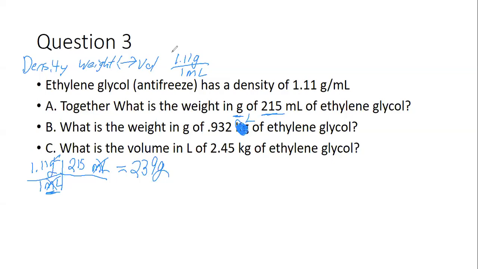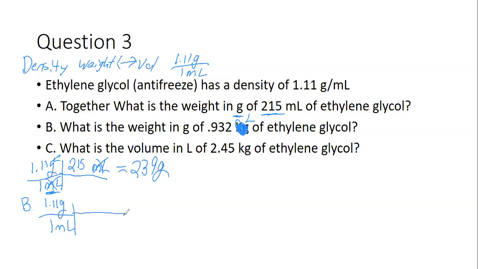So it's been about 2.5 minutes, 3 minutes roughly. So I'm going to slowly work through B in case you're sitting there and you're like, I still don't know quite what's going on, and that's fine. That's why we're here. So what is the weight in grams of 0.932 liters of ethylene glycol? All right, so B now. We start with our density again. 1.11 grams per 1 milliliter.